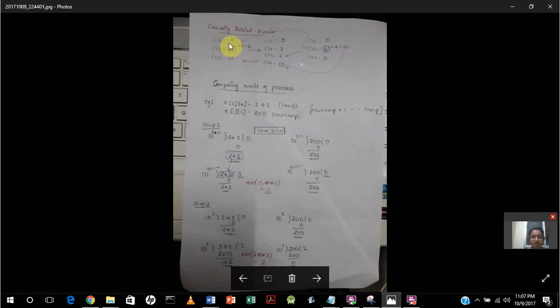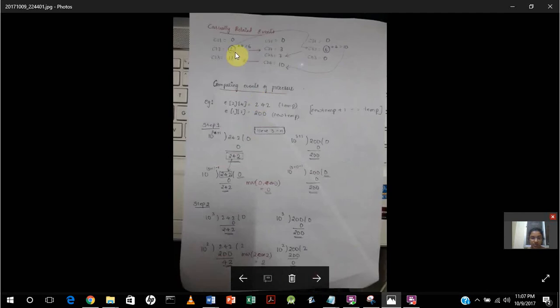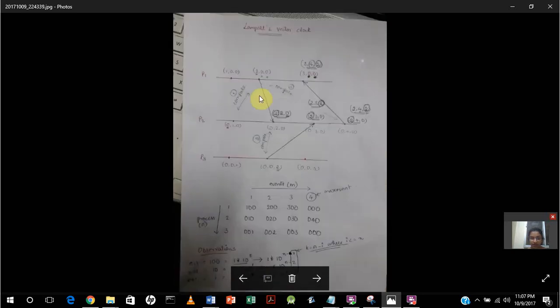So C11 is 0, and as mentioned before, C12 is causally related to C22. So that will be written as 2, 3. So we start with 2, 3. So that will be the first causally related event. A relates to B. And then we have the second causally related event here. This is C32 is causally related to C23.